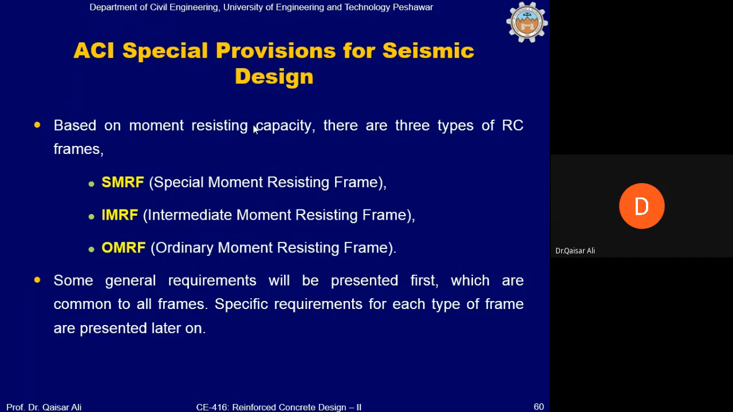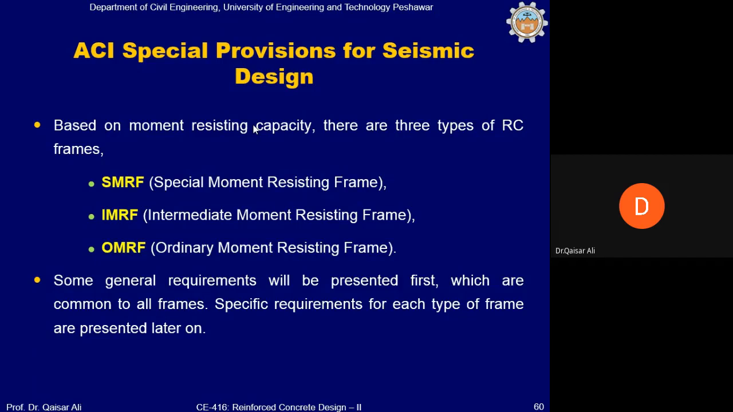IMRF is allowed to be used in moderate seismic zones, which are 2A and 2B. However, the code encourages the designer to use SMRF also in zone 2A and 2B. Which means that SMRF can be used in moderate seismic zones, but IMRF cannot be used in high seismic zones. Similarly, OMRF is only allowed to be used in zone 1, and IMRF, SMRF are allowed to be used in zone 1 if somebody wants to use them in that zone.